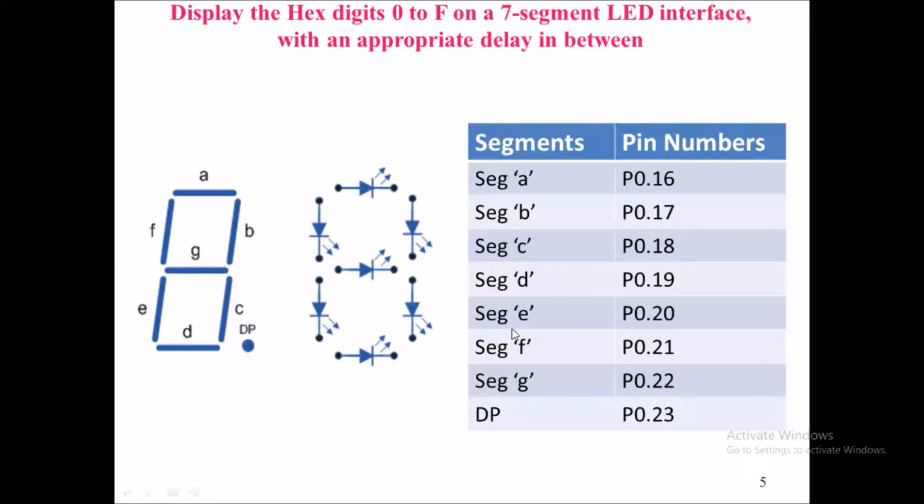Then we have segment E, which is associated with the port 0 20th pin. Segment F is associated with the port 0 21st pin. Segment G is associated with the port 0 22nd pin, and the last one is DP. DP is called the decimal point. If you want to activate that, then it should be activated through the port 0 23rd pin. So these are the various pin numbers which are associated with all the 8 segments.